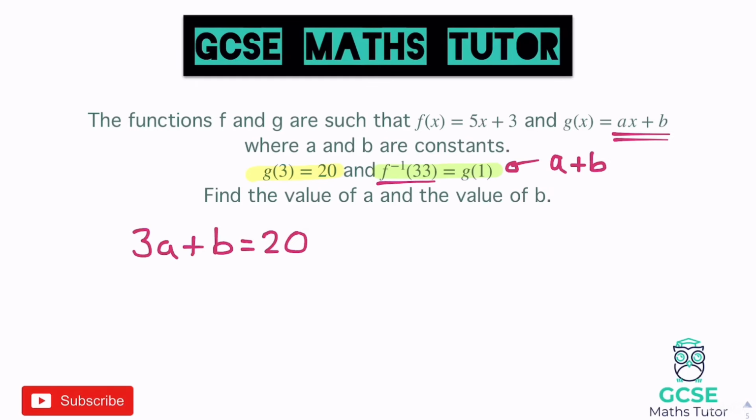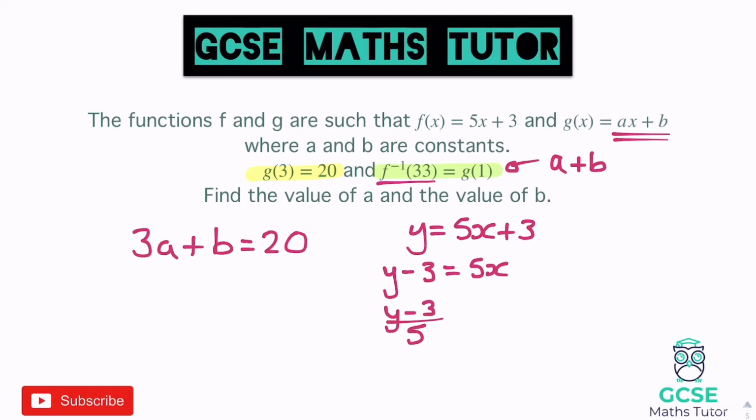So f at the moment is 5x plus 3. So again, let's swap the f of x for y equals. So y equals 5x plus 3. We'll rearrange it to make x the subject. So take away 3 from both sides. We get y minus 3 equals 5x. And then divide both sides by 5. We get y minus 3 all over 5 equals x. Swap round the x and y, we get our inverse function of f is equal to x minus 3 all over 5.